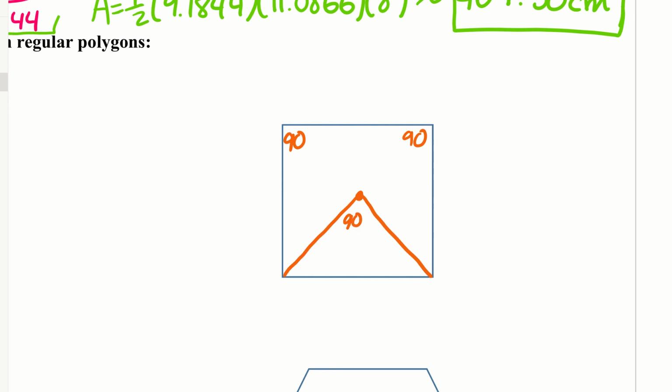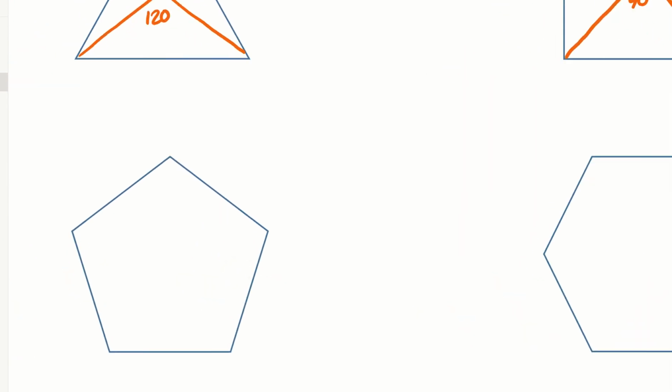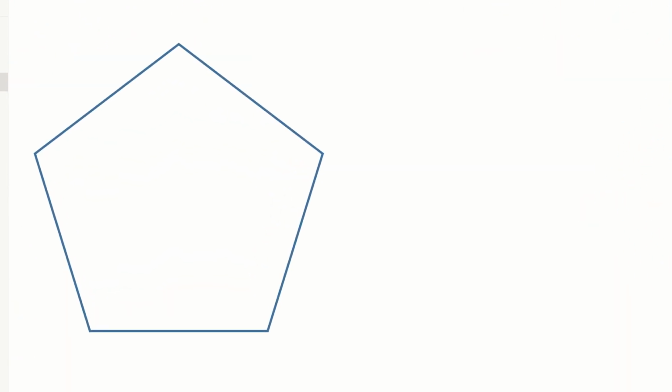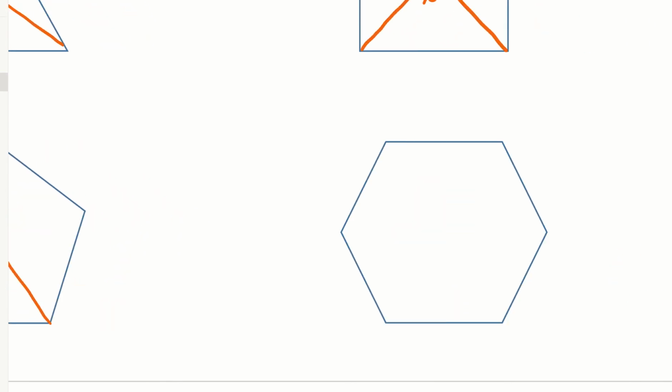Pretty interesting. And then looking at my pentagon, one of my vertices is going to be 3 times 180 divided by 5, so that's going to be 108 degrees. And then my central angle in my pentagon is going to be 360 divided by 5, which is 72 degrees. And then lastly, I have my hexagon, and I know that one of my vertices is 120, and my central angle is going to be 60 degrees.